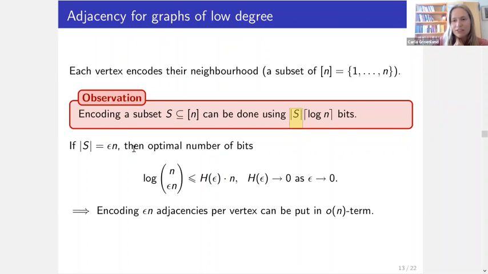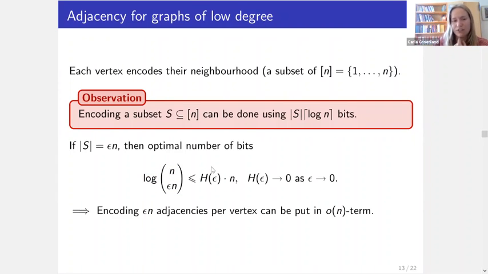But actually, information theoretically, we wouldn't need as many bits as we are using here. What you can do is take the log of the number of things you want to encode, and information theoretically, that's the lower bound for the number of bits that you would need. So in this case, there are n choose epsilon n subsets of size epsilon n. If we take the log of that, we can upper bound it by some function which tends to 0 as epsilon tends to 0, which is the binary entropy function. But the important bit is that this can really become part of our little o of n term, if we can indeed encode this close to the information theoretic minimum.